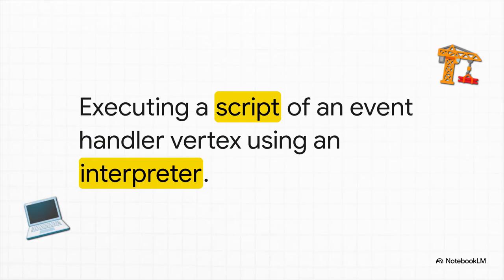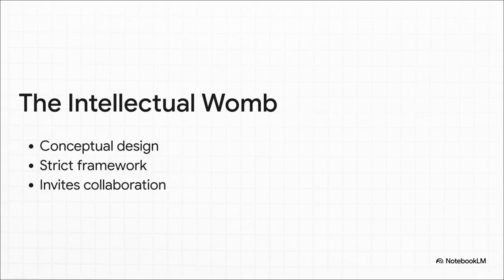Because just like Zeus, the creator of this specific patent is acting as an intellectual mother. The patent describes executing a script of an event handler vertex using an interpreter. What this really means is they're birthing a pure conceptual architecture, a mental model. They're not just hammering together some mechanical assembly of physical parts. The inventor is structuring this rigid, deterministic set of rules entirely out of thought, creating a pristine environment where logic reigns supreme. But here's where our modern digital architecture takes a massive leap past the ancient myth.